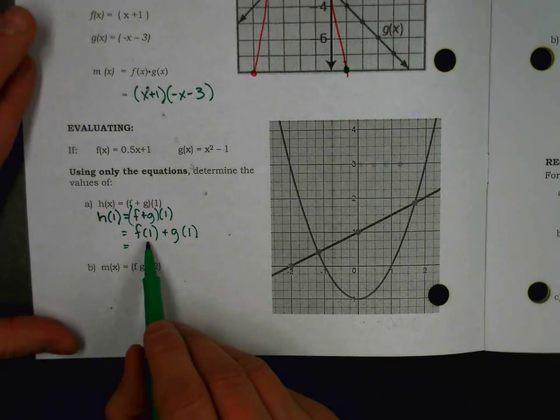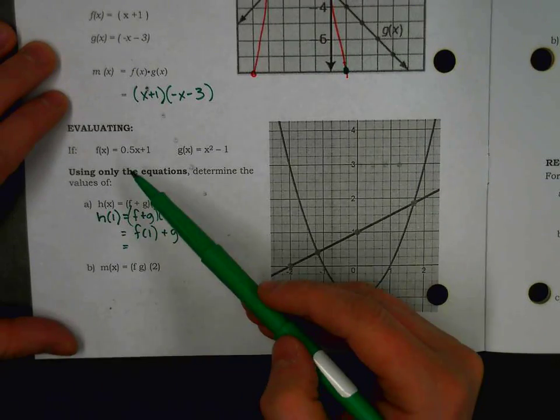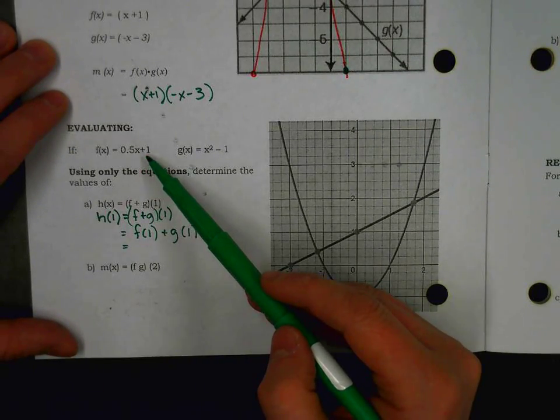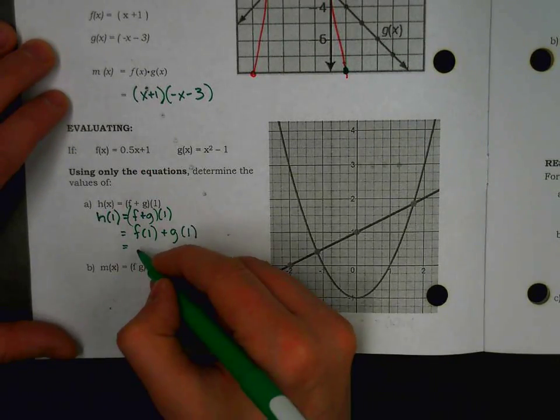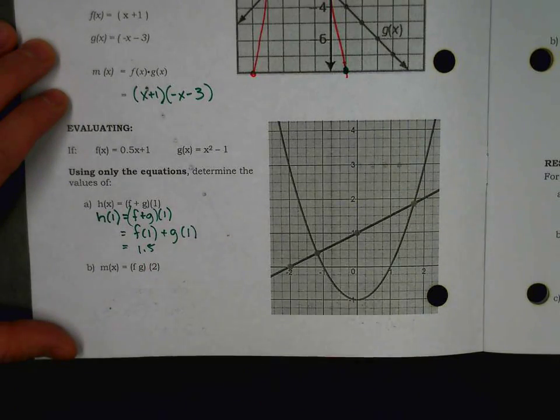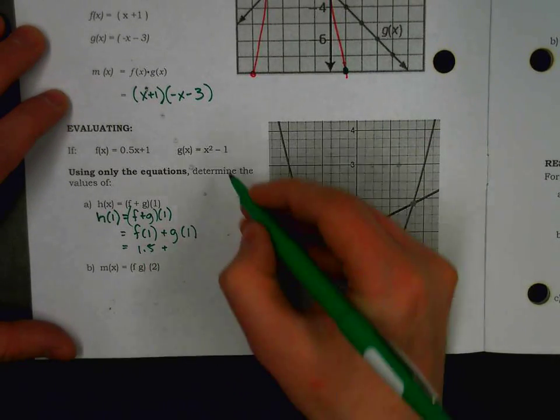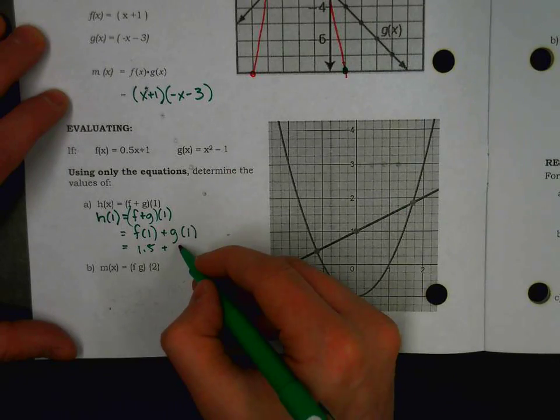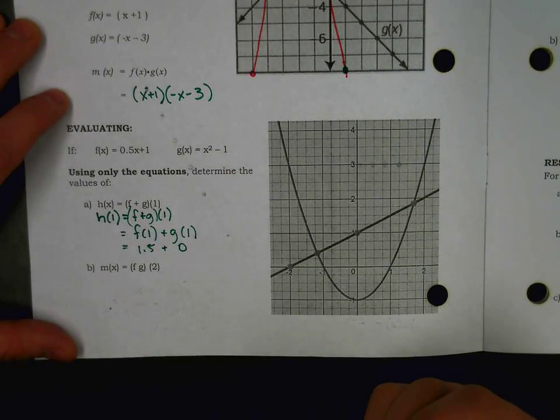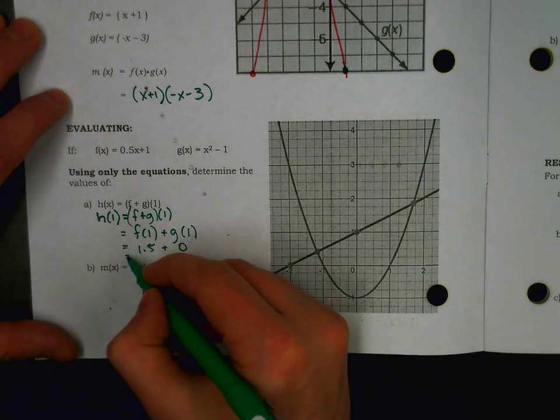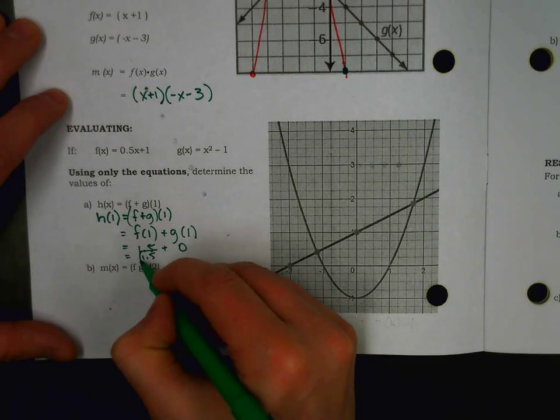Using the equations, if I plug in a 1, we have 0.5 times 1 plus 1, so that's 0.5 plus 1, or 1.5. When we plug 1 into g, we have 1 squared minus 1, which gives us a 0. Add those together, and you do have a value of 1.5.